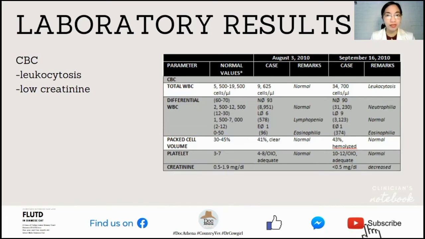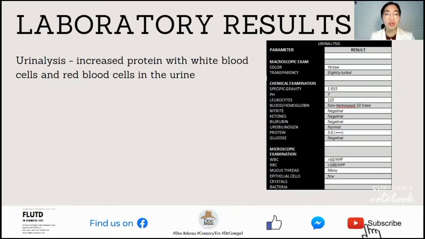Laboratory tests were requested by the attending veterinarian, and the results were as follows. There was a marked leukocytosis with 34,700 cells per microliter total white blood cells with neutrophilia and eosinophilia. The PCV or hematocrit and platelets were normal. However, for blood chem, there was a low creatinine. Of course, urinalysis was also conducted, and there was an increased protein with white blood cells and red blood cells in the urine sample.